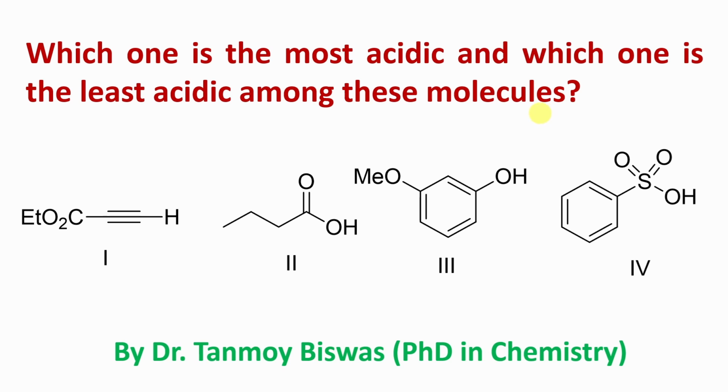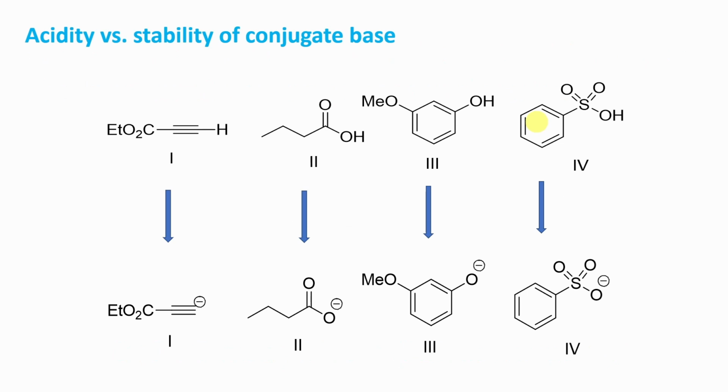Now, whenever a question about acidity is given, remember one thing: conjugate base. More specifically, the stability of the conjugate base. If the conjugate base is more stable, then you can expect its acidity will be higher. So if you look at all these molecules, options 1, 2, 3, 4, if you remove this proton, there will be a negative charge.